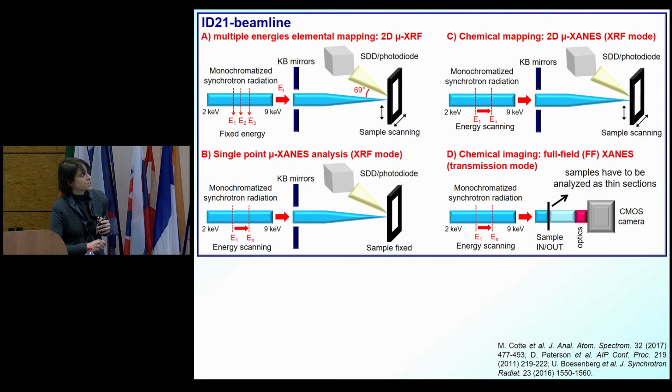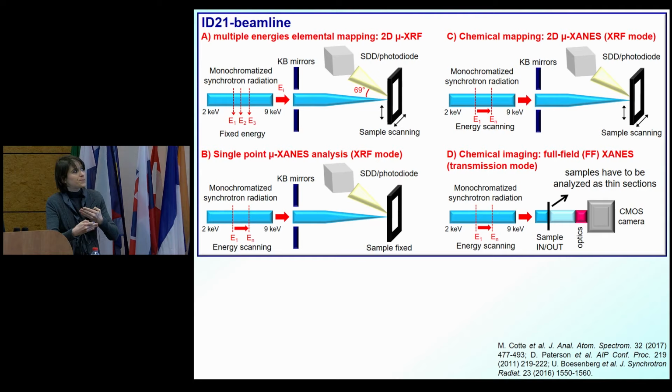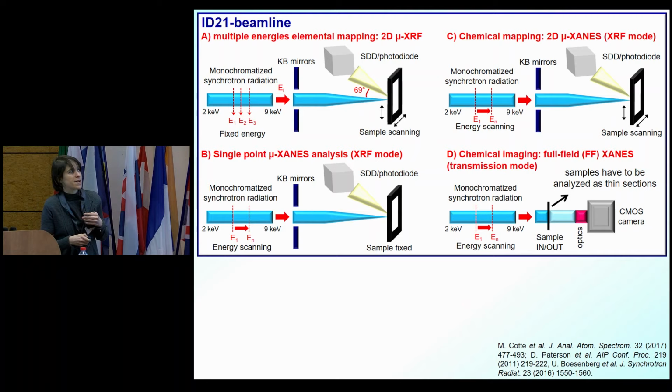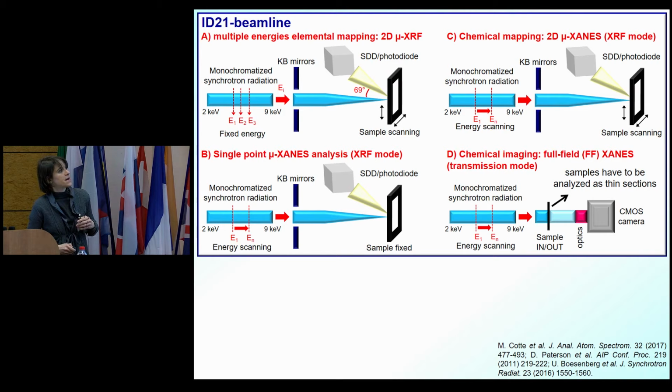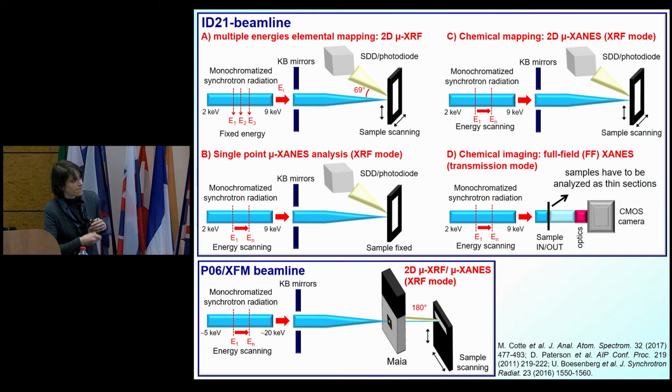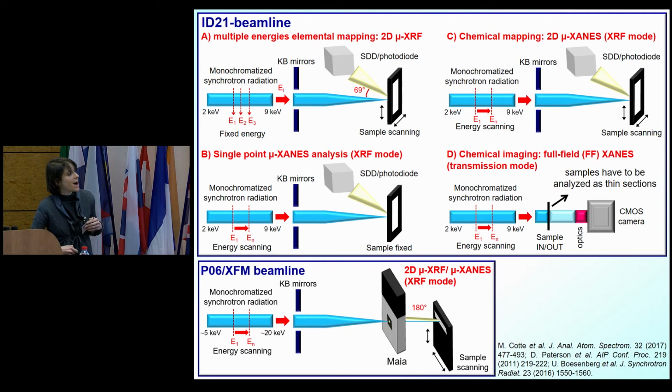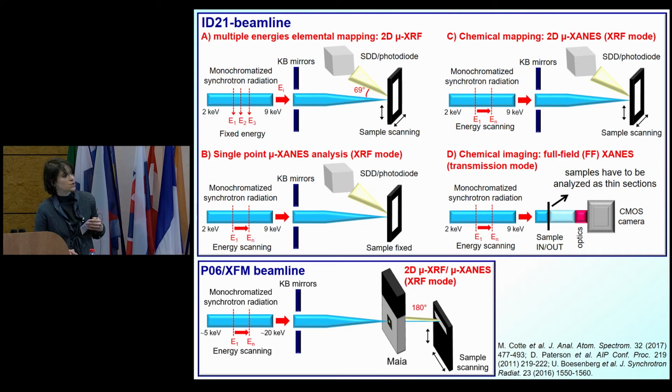This first approach can be expanded if, instead of collecting a restricted number of energies, we collect a lot of X-ray fluorescence images at different energies, such that at the end we will obtain a stack of images that allows us to extract XANES spectra for each pixel of our X-ray fluorescence image. This kind of experiment can be done also at P06, an X-ray fluorescence beamline, by using one of the latest generation fast detectors, called Maia. If you want some additional technical information about the beamline and how each detector works, you can read this publication.